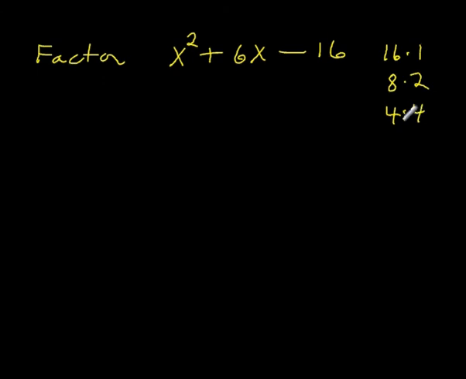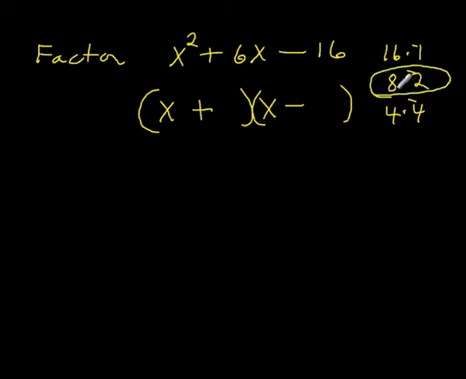So now what I need to realize is that if I'm going to multiply and get negative 16, one of these has to be negative. If I'm going to add them together and get a positive 6, then the larger one must be positive and the smaller one must be negative. So when I go to my two binomials, my x squared is from the x and x. I need one positive and one negative. If I make the smaller number negative, the ones that add up to be 6 are 8 plus negative 2, so I have plus 8 and minus 2.